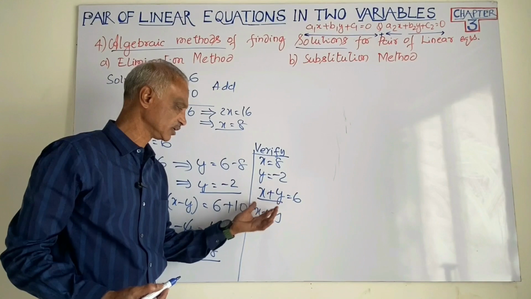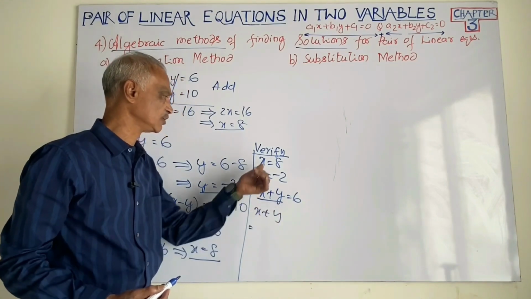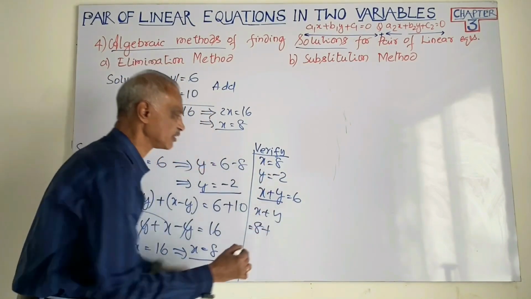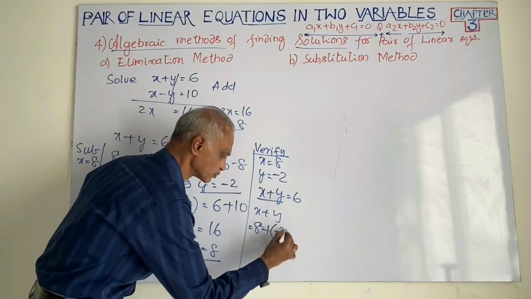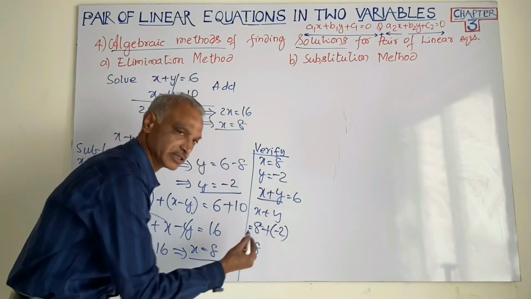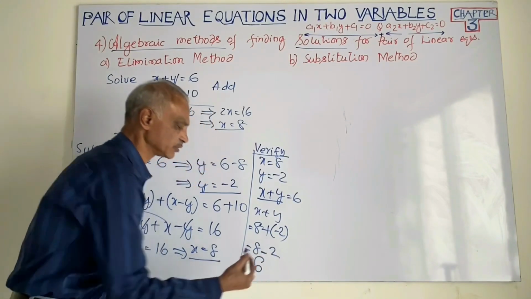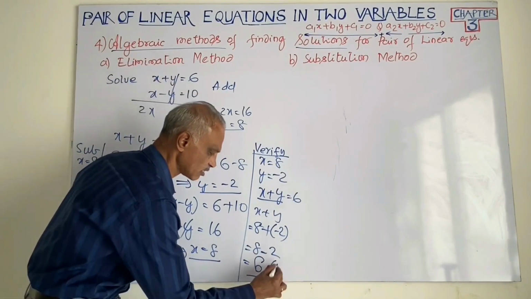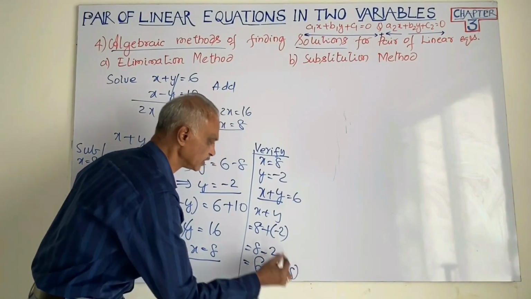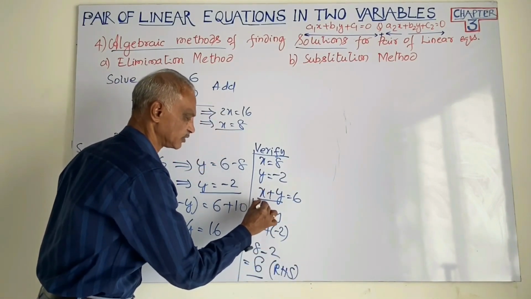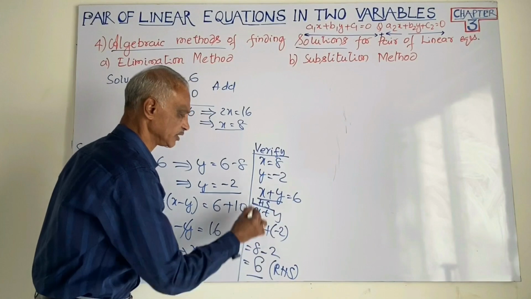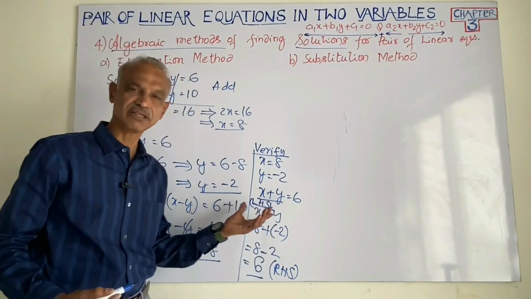you must get 6. What is the value of x here? 8. What is the value of y here? Minus 2. See, 8 plus into minus 2, you are getting 8 minus 2 is equal to 6, and this is RHS. When you take LHS you got RHS. Like that we can verify.